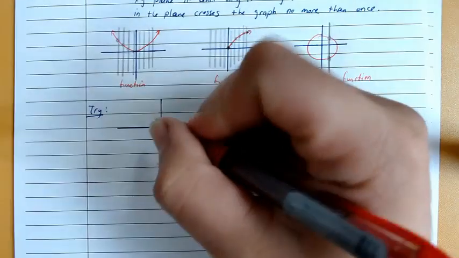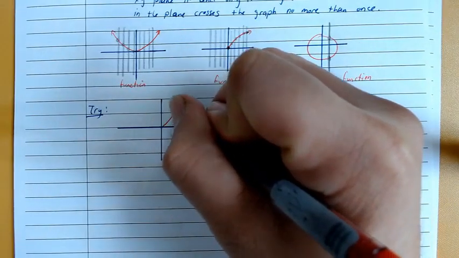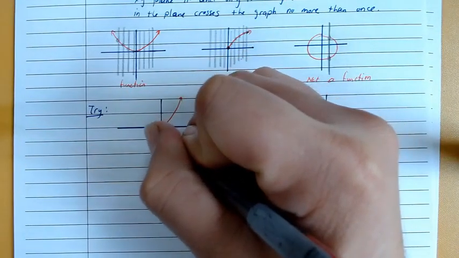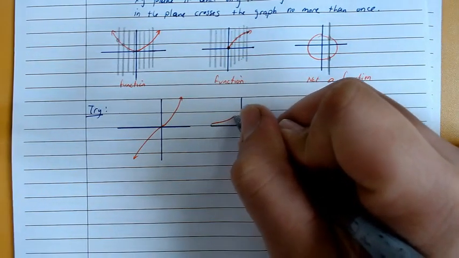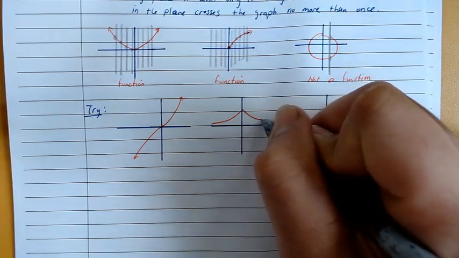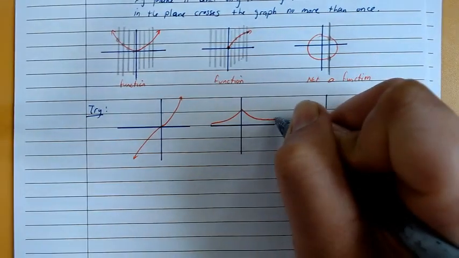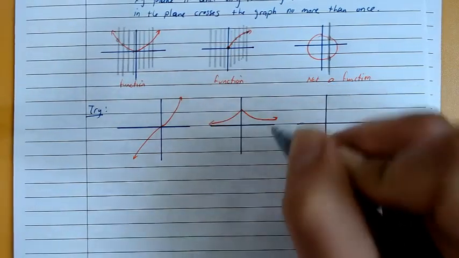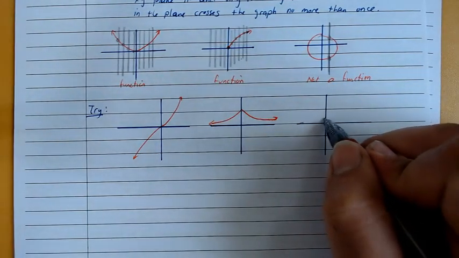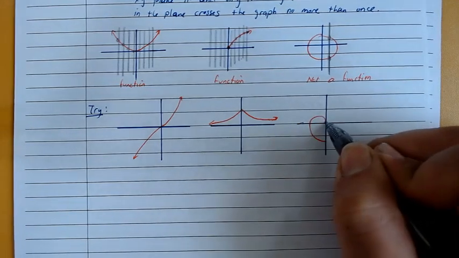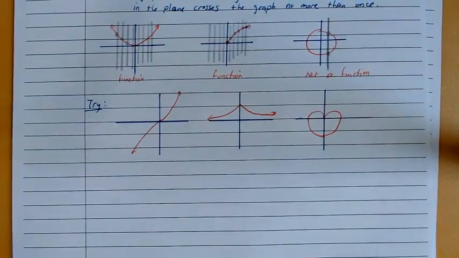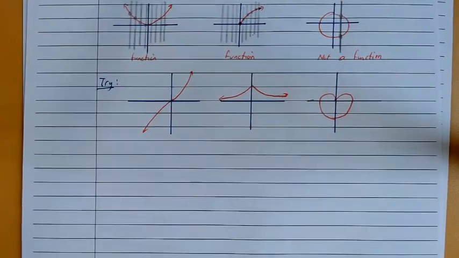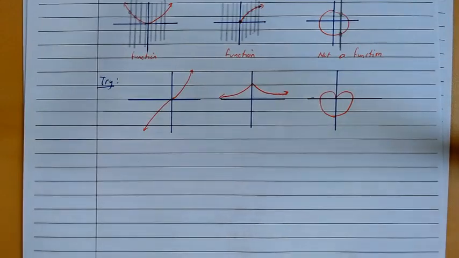Let's go ahead and consider the graph of a cubic. Let's go ahead and consider the graph of an involute. And let's go ahead and consider the graph of a cardioid. All right. Take a moment and pause the video if you need to. Go ahead and label these. They're either the graph of a function or they're not the graph of a function. Once you have your result, go ahead and unpause and we'll confirm it together.